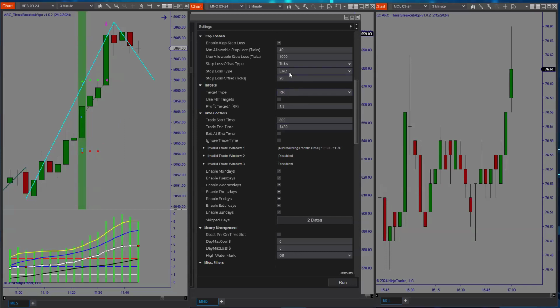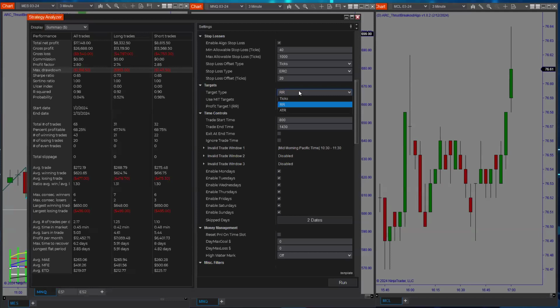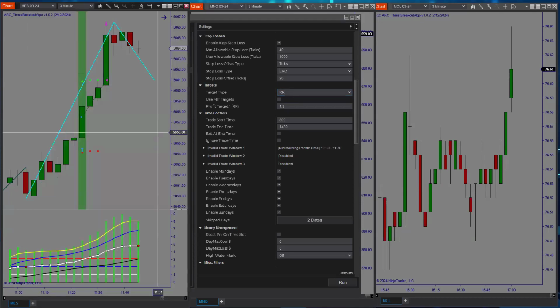Cool. I think we're good on stops. And then for target, you got a few options. Static ticks, ATR, which is going to base on whatever the ATR is at that time, or risk reward. Personally, I've always been a fan of risk reward, especially for prop trading, because you can lock it in to your risk, you always know what you're going to get out of a trade. Okay.